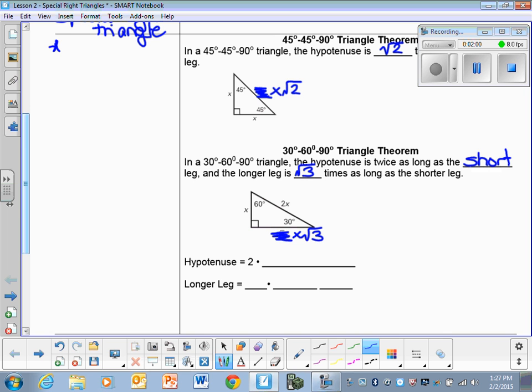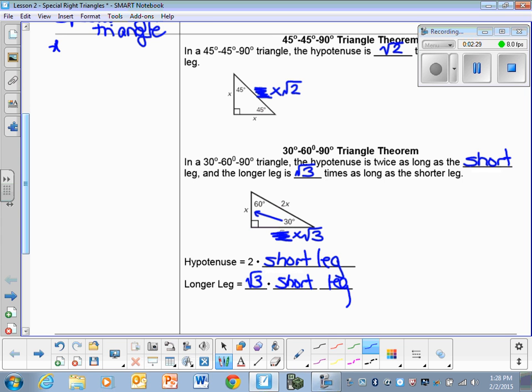Remember your triangle inequality side length theorem? The shortest side has to be opposite the smallest angle. Hence, opposite the 30-degree angle is always the shortest leg in the 30, 60, 90 triangle. So the hypotenuse is twice the short leg, and the longer leg is square root of 3 times the short leg.